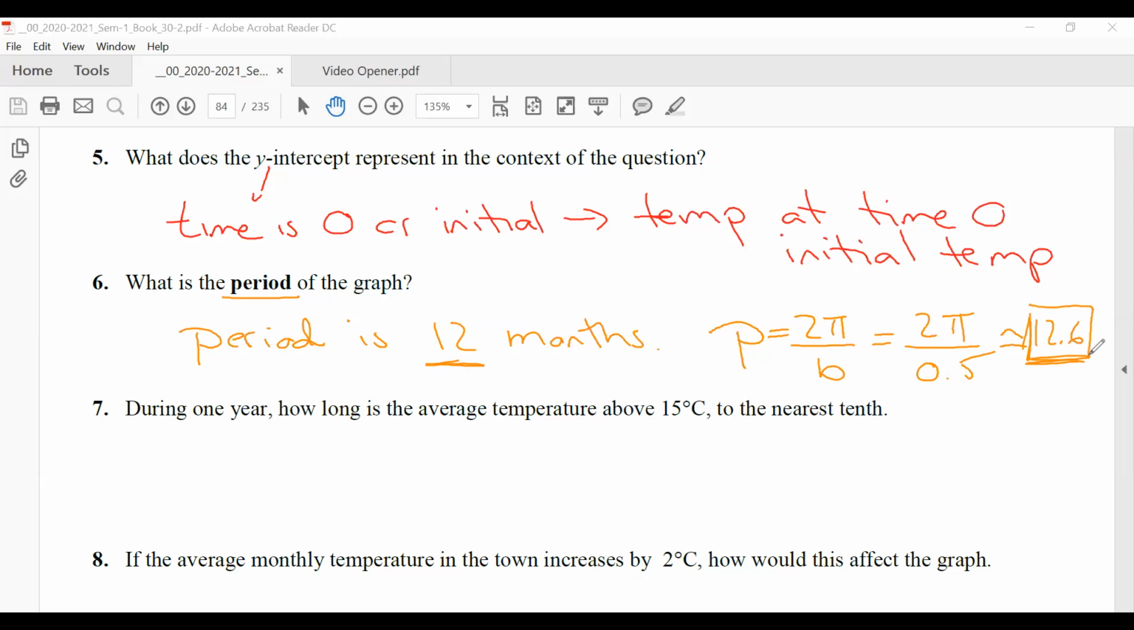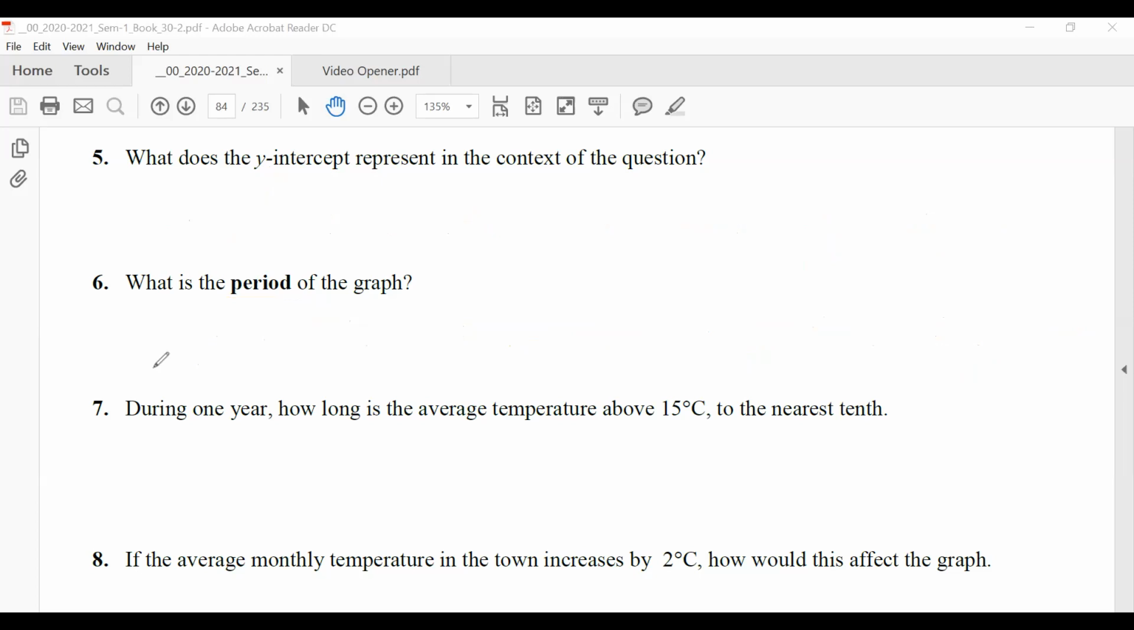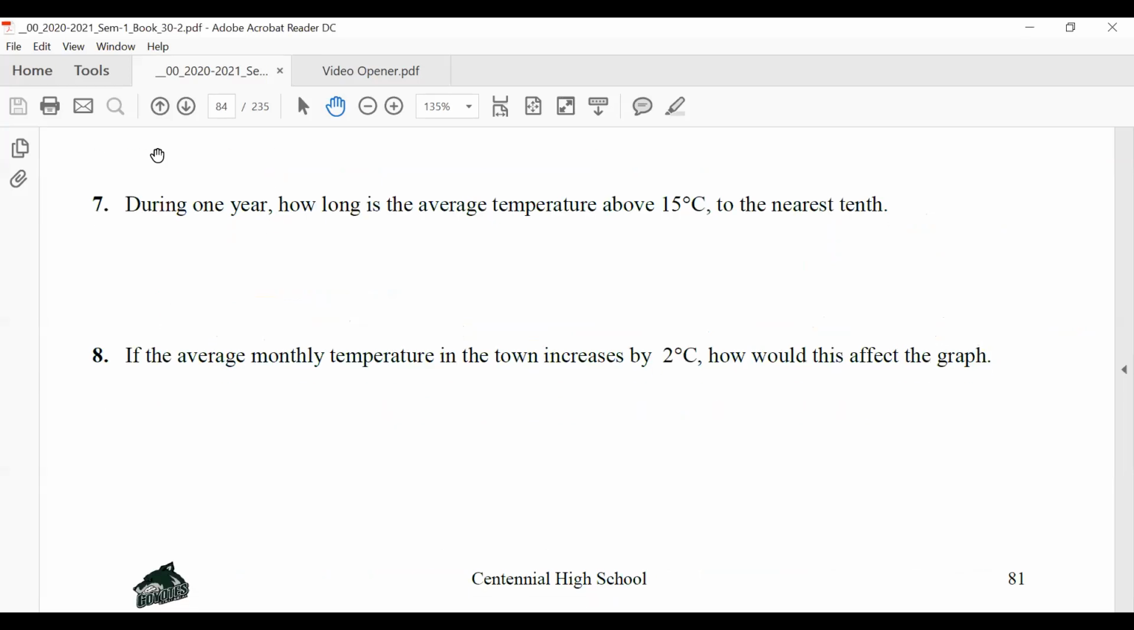Now, number 7 and number 8. You should be starring questions like 7 and 8, okay? Because these are the really good thinking questions that we're definitely going to get. During 1 year, how long is the average temperature above 15? So I want to know time when the temperature is above 15. So that means I'm going to let y equal 15 degrees.